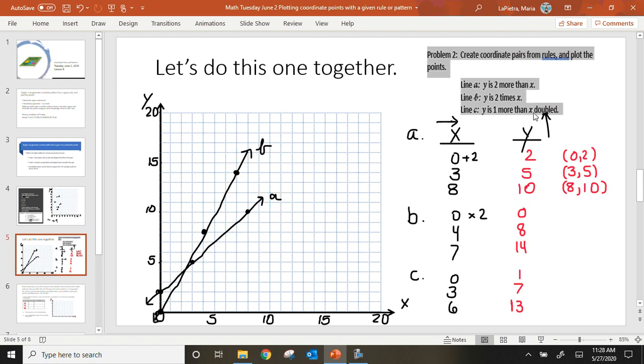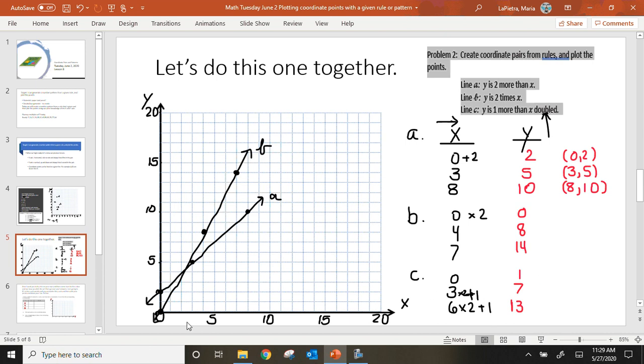And our last line, C. y is 1 more than x doubled. You always have to do your multiplying first, or repeated addition. If I doubled 0, it would be 0 plus 1 is 1. 3, double 3, 3 times 2 plus 1 is 7. Okay, and 6 times 2 is 12, plus 1 is 13, and let's plot those points.